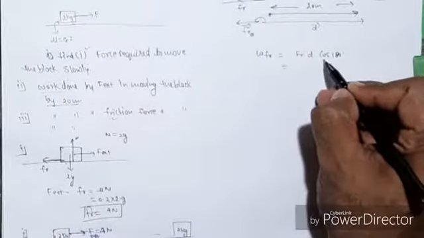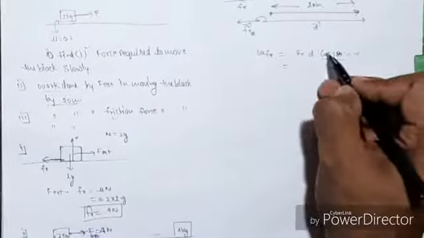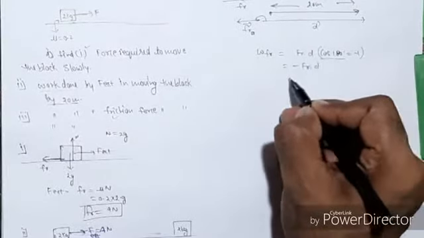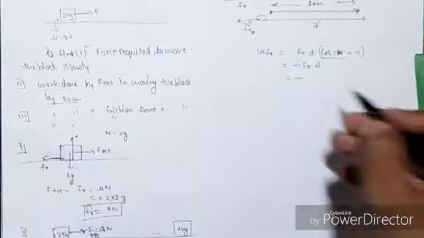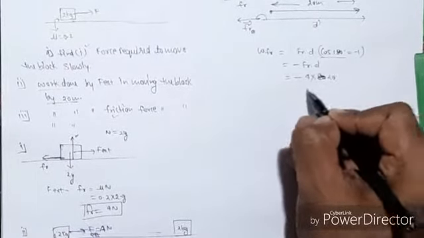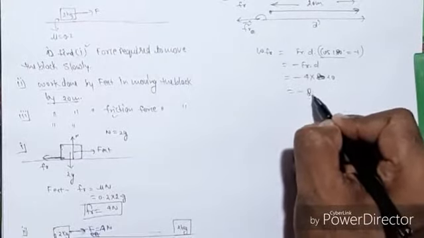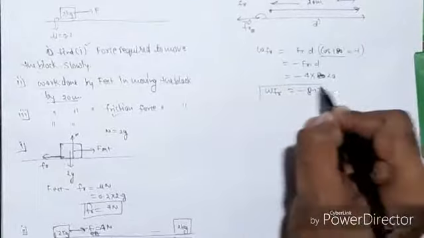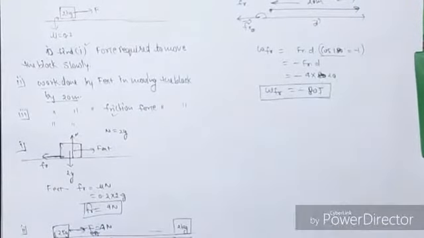The cos value of 180 is equal to minus 1. So the work done is minus friction into displacement. The value of friction is 4 Newton and the displacement is 20 meter. So the work done by the friction is equal to minus 80 joule. Isn't it?